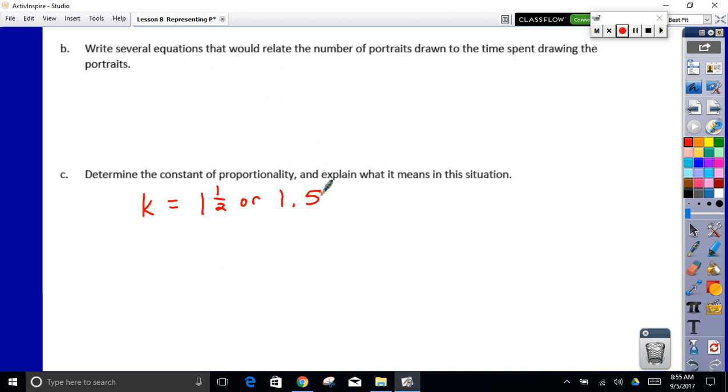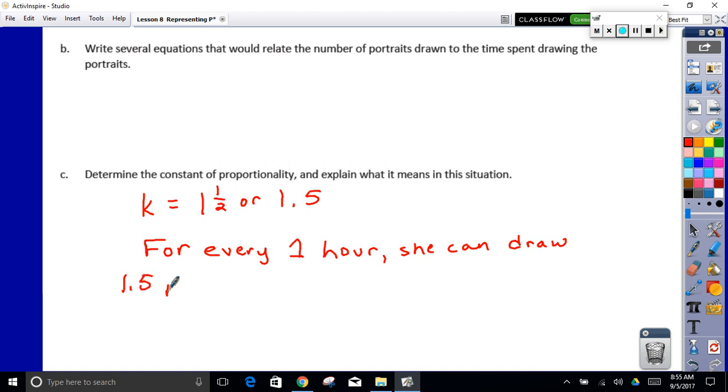Okay, now back to you, Sky. Can you explain what this means in the context of our situation? For every hour she draws a portrait, she gets 1.5 of portrait done. Okay, for every 1 hour, she can draw 1.5 portraits. So she can finish one, start another.